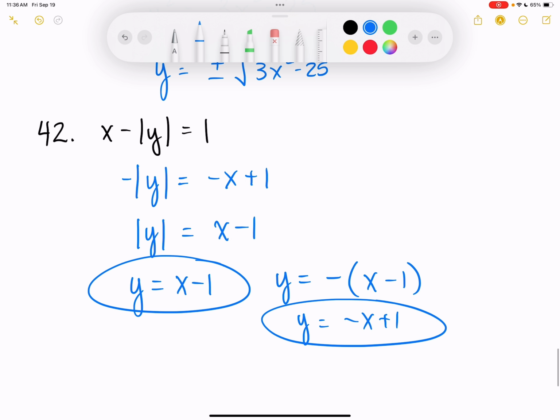Now you don't have to show this step that I wrote here. You could have gone straight to the answer. But those are your 2. These cannot be written together. These have to be written separate. Square root ones you can leave together. The absolute values you'll have to separate.